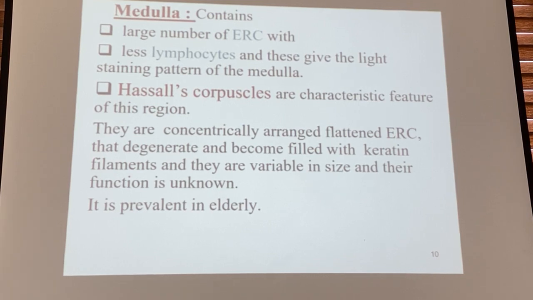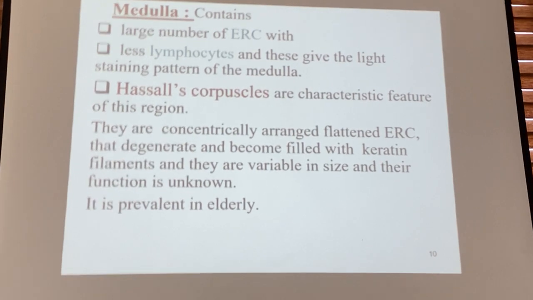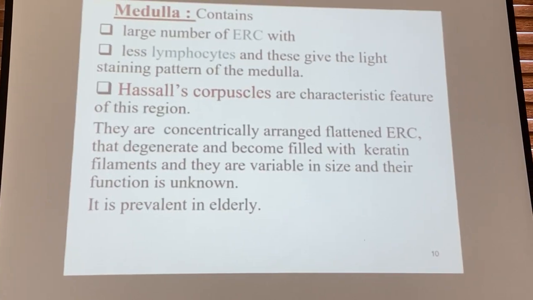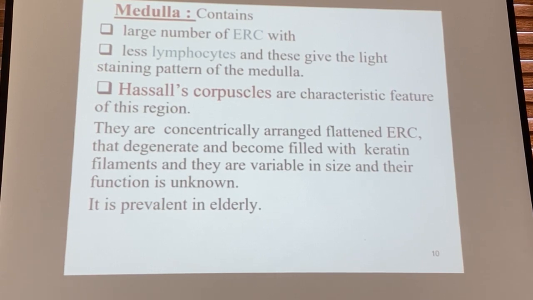The medulla of the thymus, which is the central light portion, contains a large number of ERCs. So here the numbers of ERCs and T lymphocytes are opposite to the cortex. In the cortex there were few ERCs, but in the medulla they are large in number, while lymphocytes or T cells are fewer than in the cortex, and this gives the light appearance to the medulla.